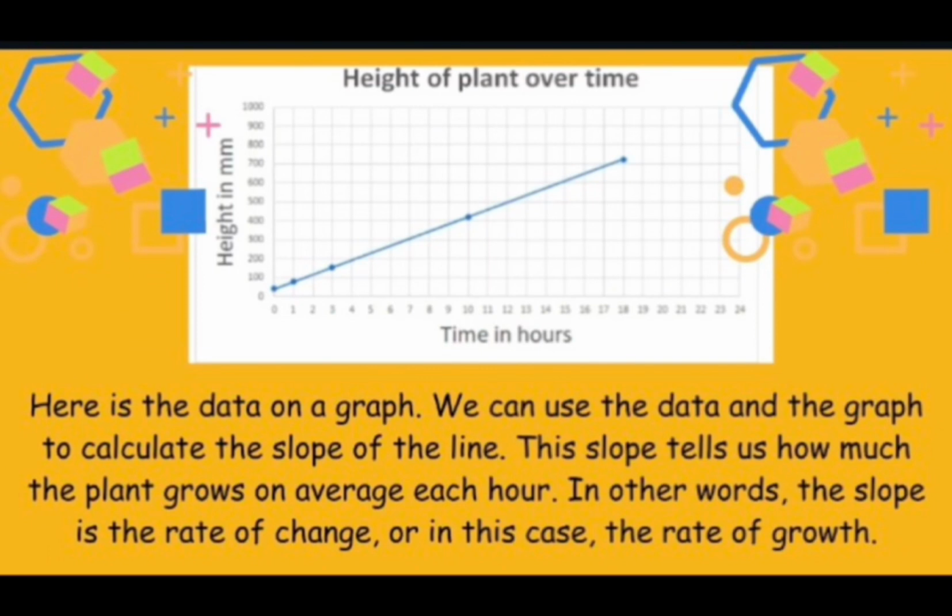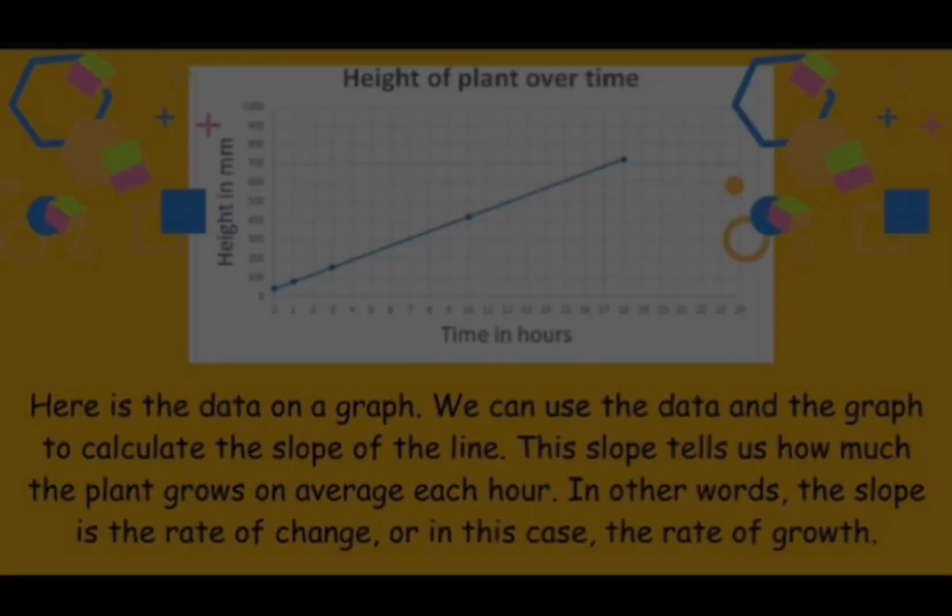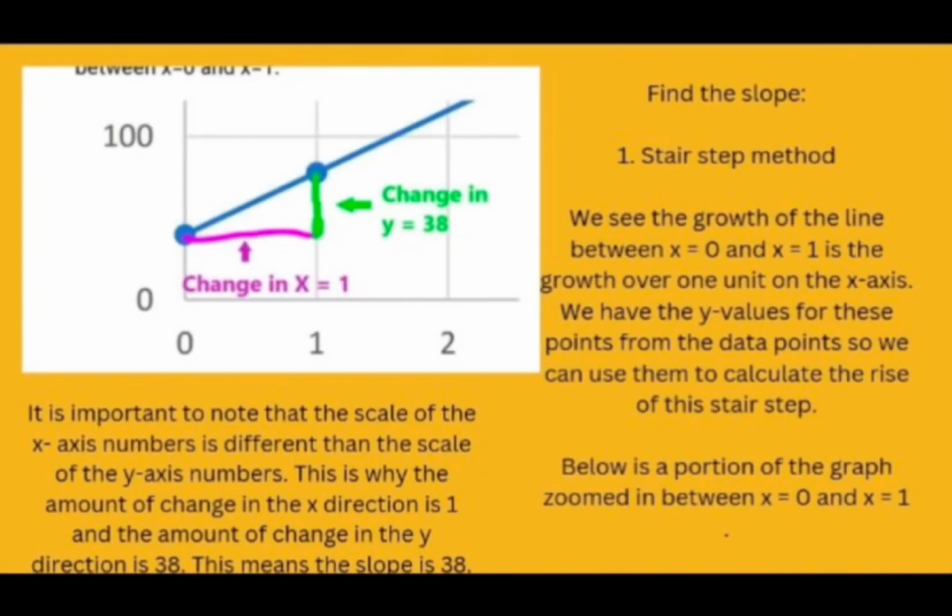We can use the data and the graph to calculate the slope of the line. This slope tells us how much the plant grows on average each hour. In other words, the slope is the rate of change, or the rate of growth. First, the stair-step method.